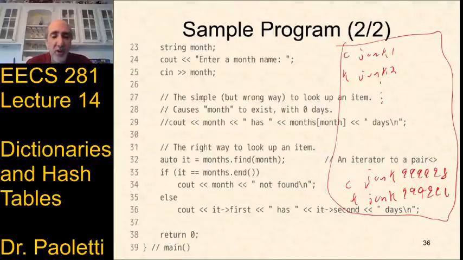So there are places in Project 3 where you want to use square brackets. You want it to exist. And there are places in Project 3 where you want to use find to see if it does exist and look it up.